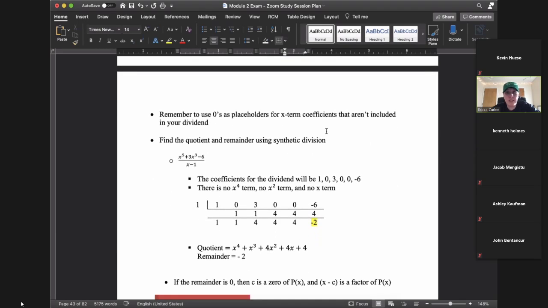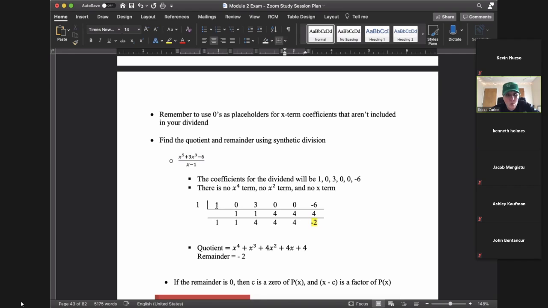Remember to use zeros as placeholders for x term coefficients that aren't included in your dividend. So find the quotient and remainder using synthetic division. We've got x to the 5th plus 3x to the 3rd minus 6 over x minus 1. So since it's in the form x minus c, then we know that c is going to be 1. So we've got the coefficients for the dividend will be 1, 0, 3, 0, 0, and negative 6. Because there is no x to the 4th term, and there's no x squared term, and no x term. So we have to write in zeros for them.